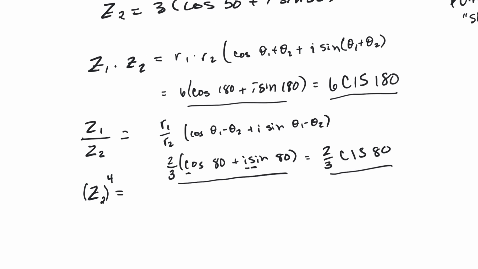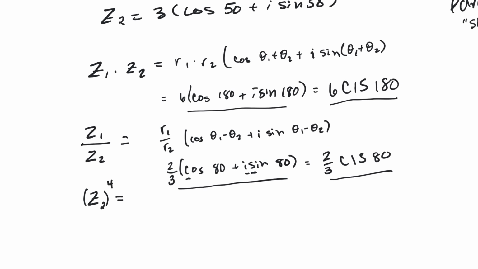The last part is when we take it to a power. So we're going to take one of those two points, not vectors, but points. We're going to take z2. We're going to say 3 cosine of 50 plus i sine of 50. And what I really wanted to do was take these things to a power. In this case, we're going to take it to the 4th power.